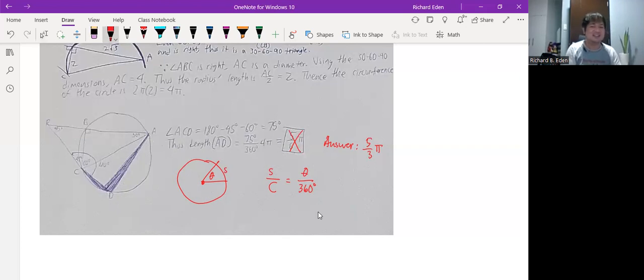Alright, so that's why the correct answer is double your previous answer, because for an inscribed angle of 75 degrees, the corresponding central angle is twice that, 150 degrees. Okay?